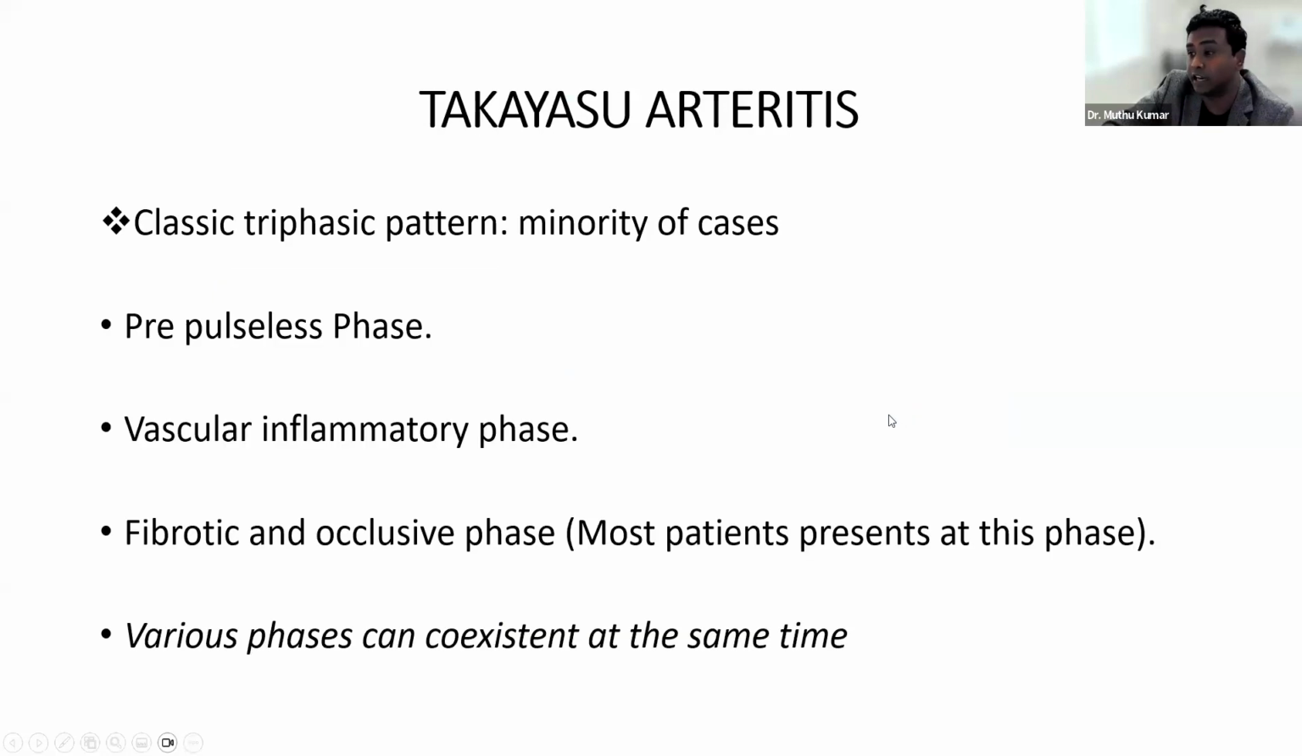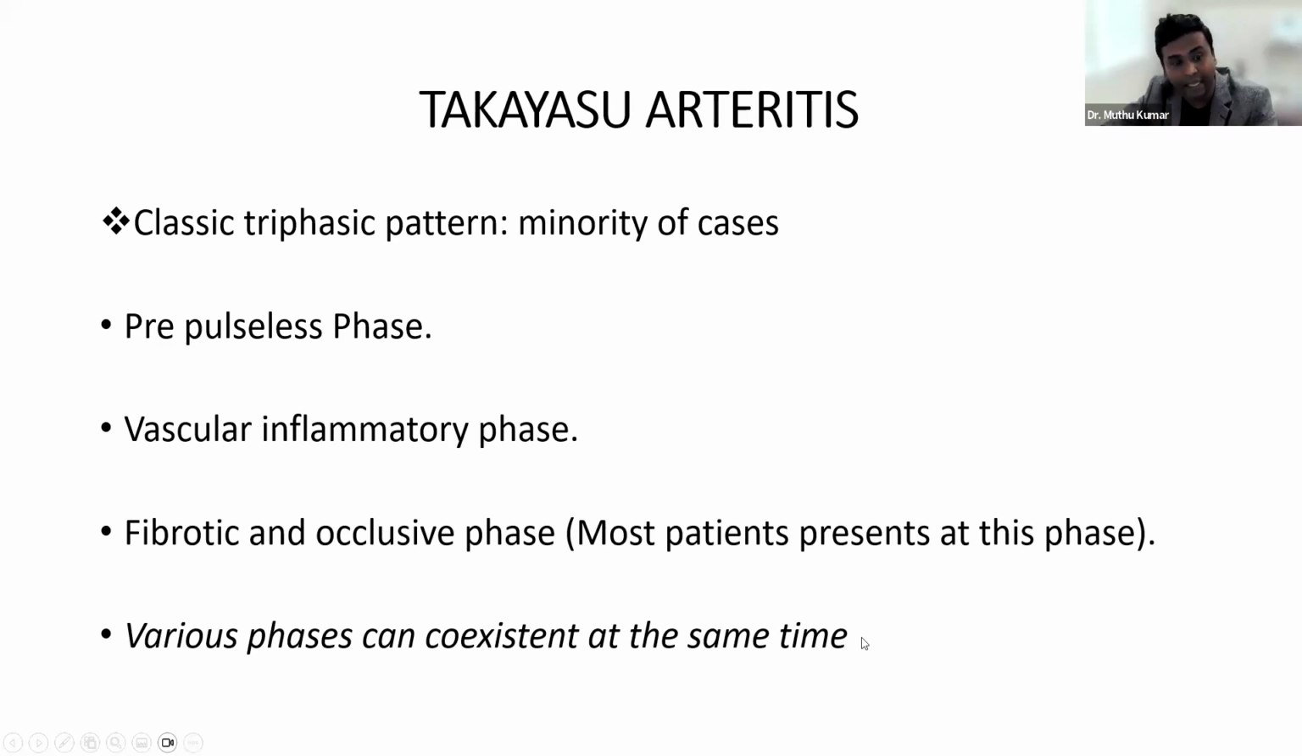There's a classic triphasic pattern. Only in a minority of cases will you see that; most of them will have a mixed phase. They will have a pre-pulseless phase, vascular inflammatory phase, and fibrotic occlusive phase. This is the phase most patients present with, the fibrosis and occlusive phase, because patients have stenosis and they may have vascular aneurysms, and they will see palpable aneurysms on their extremities. That's where they will present; various phases can coexist at the same time.